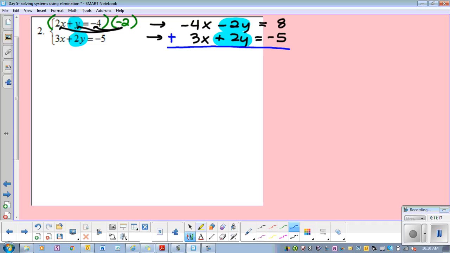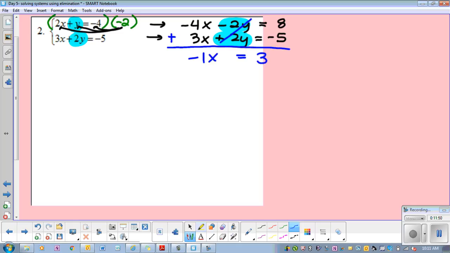What's negative 4x plus 3y? Yeah. Negative x or negative 1x, right? And then, Timlin, you said negative 2y plus 2y? 0. Yeah, that gets eliminated. And it should, because that's the one that I fixed, right? Equals, what's 8 plus a negative 5? 3.